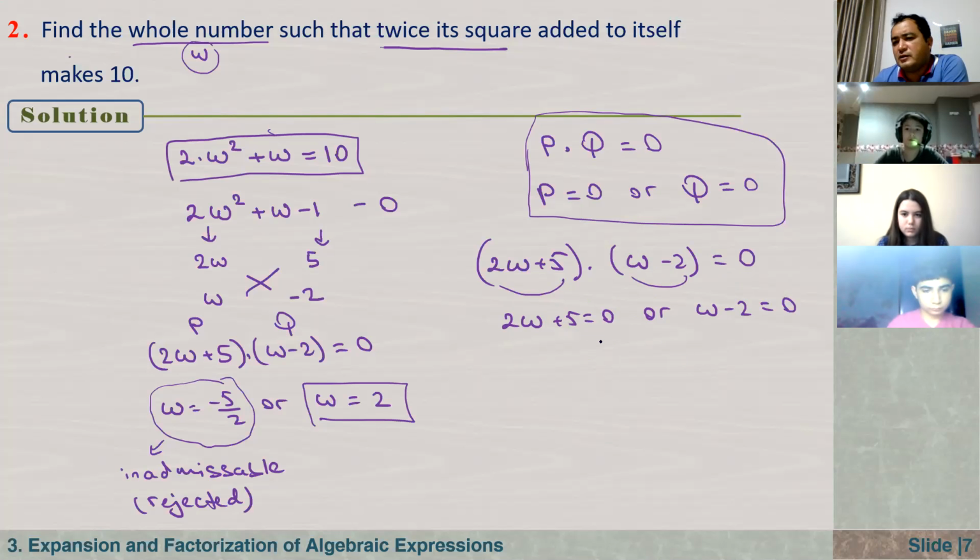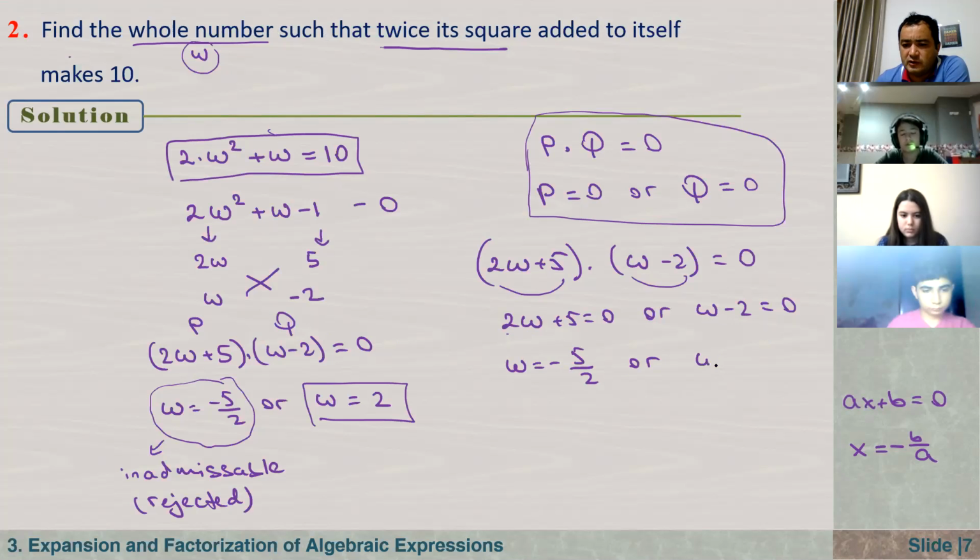And what are these? These are linear equations, right? And I assume that you know how to solve linear equations. In general, if you're given a linear equation, ax plus b is equal to 0, what is x? x equals negative b over a. Just take b to the right-hand side, that's negative b, and divide both sides by a. So here 2w plus 5 equals 0, what is w? w equals negative 5 over 2. Or the second expression, w minus 2 equals 0, w equals 2, right? 2 minus 2 is equal to 0. So w is equal to 2. Okay, Imran?